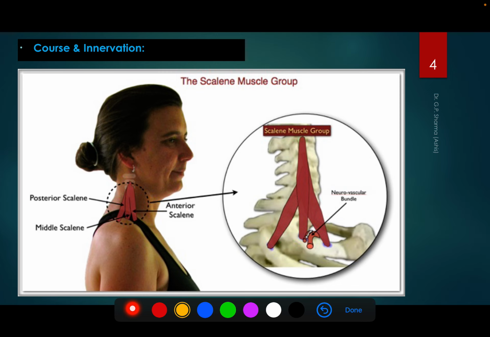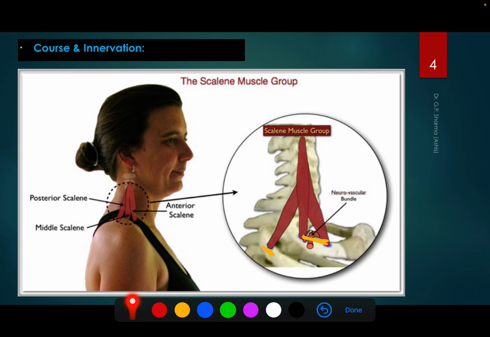Let's see the course. To understand the course, we should understand 3 muscles in our neck: scalene anterior, scalene medial and scalene posterior. Like this is my scalene anterior, scalene medial and scalene posterior, right? The scalene anterior and scalene medial originate from the first rib, and scalene posterior originates from the second rib. The triangle formed between scalene anterior and scalene medial is the anterior scalene triangle. The triangle formed between scalene medial and scalene posterior is the posterior scalene triangle.